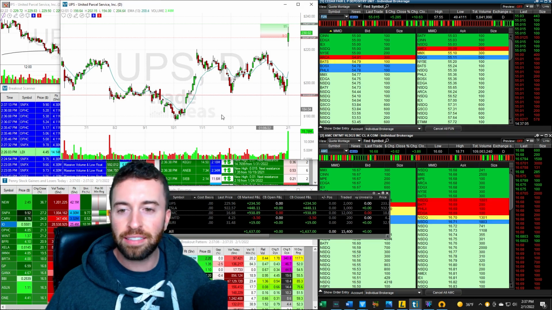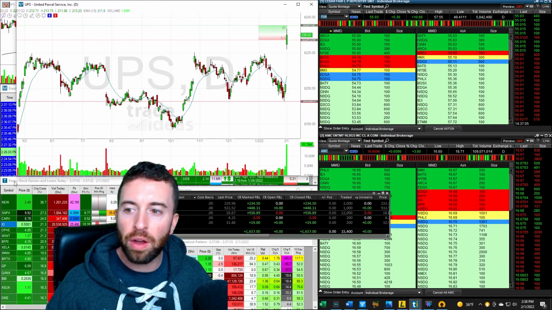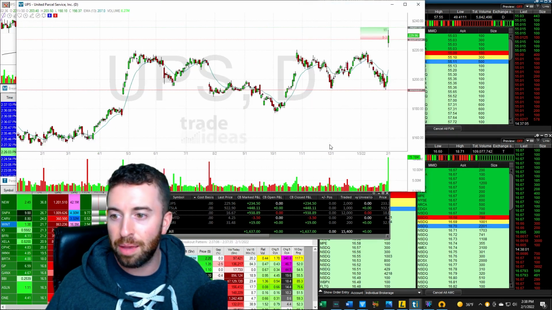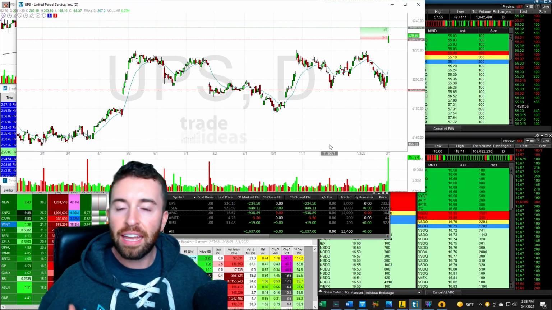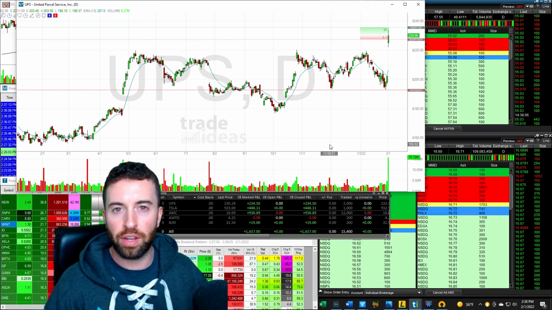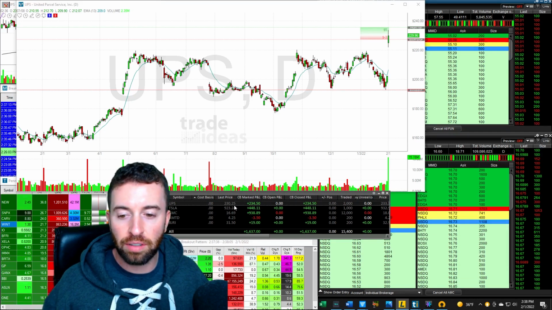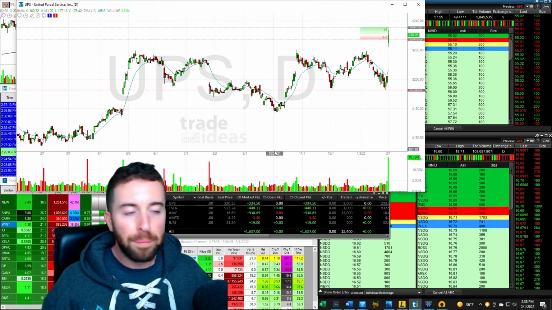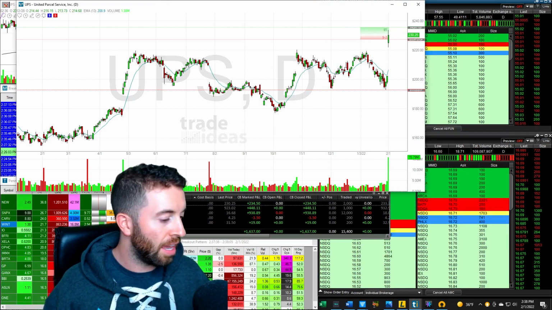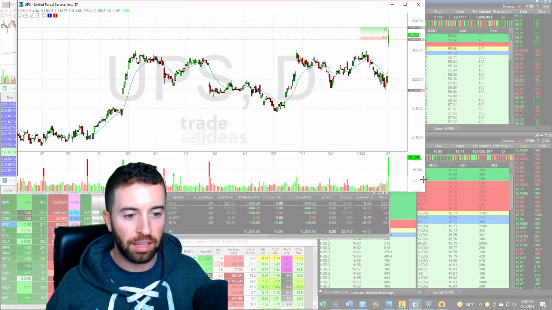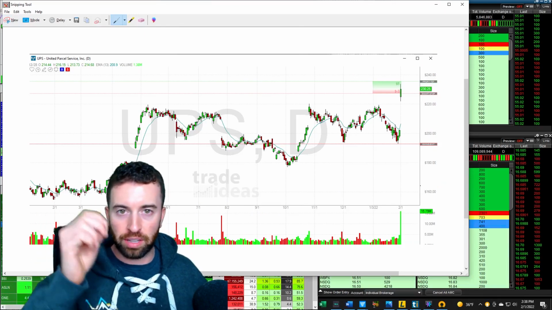Now, why is this important to us? Because how I want you guys to start thinking about this and using the 13 EMA is basically that it tells us when we can swing trade a play. I'm just picking UPS because it's a stock I traded earlier today. But what the 13 EMA does is it's always going to tell us which way we should be swing trading a stock.